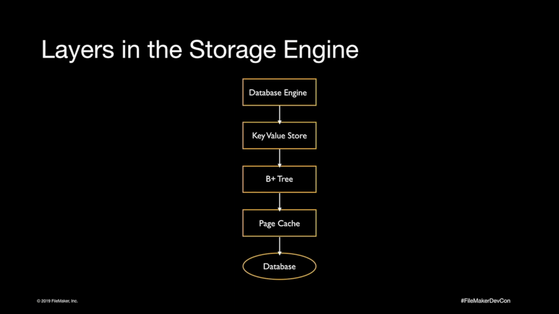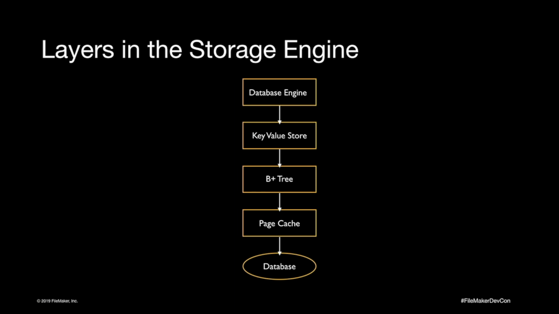Below the database engine, we have what's known as a key value store. Pretty much every piece of information in the database is eventually stored as a key value pair. The key value pair is a logical abstraction, like a hash table in C++, so it has to be implemented by a real data structure. In FileMaker, we use one of the most popular key value stores, which is the B plus tree. So the key value store is actually organized as a B plus tree underneath.